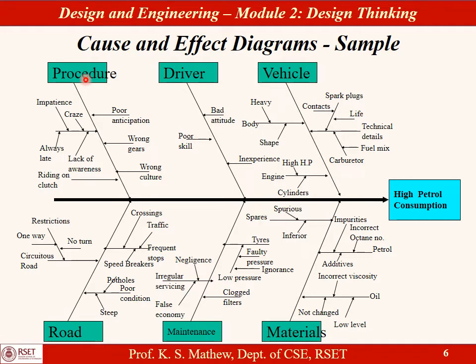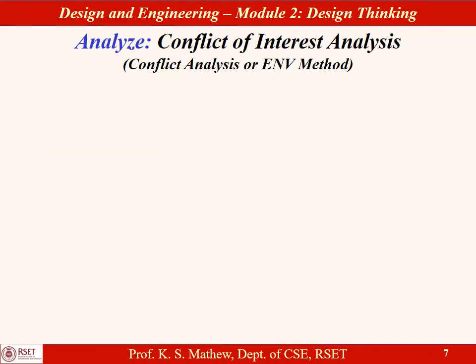Procedure related is the method M. Driver related can be related to man. Vehicle related causes can be related to the machine. Then road related, maintenance related, and material related causes. For each of these main causes, there are sub causes identified by the people that can also be documented as small bones of the fish. So this is how a causal analysis has to be done, and the cause and effect diagram or fishbone diagram has to be developed. So this is the second technique for identifying the root cause of the problem.